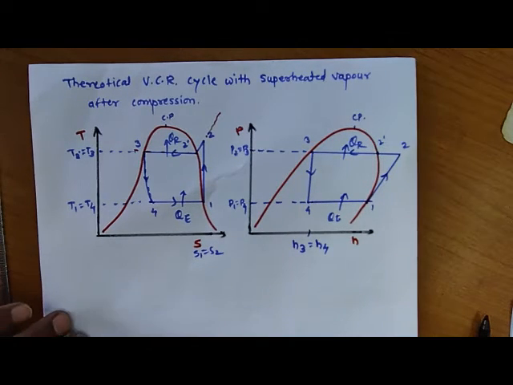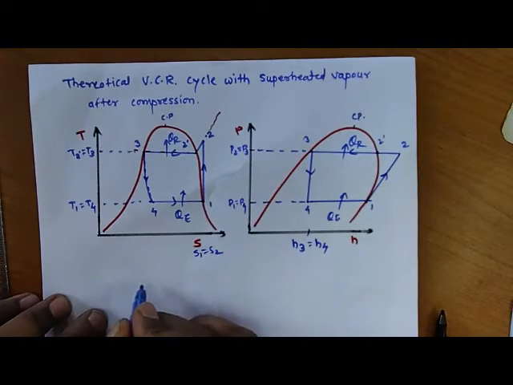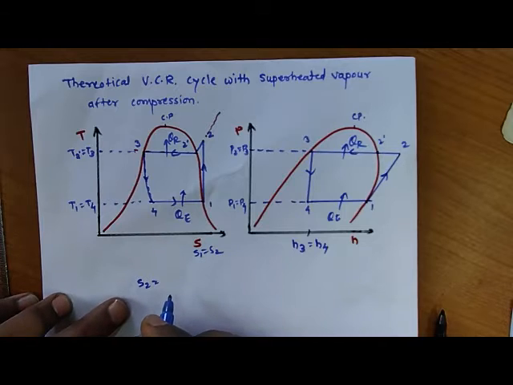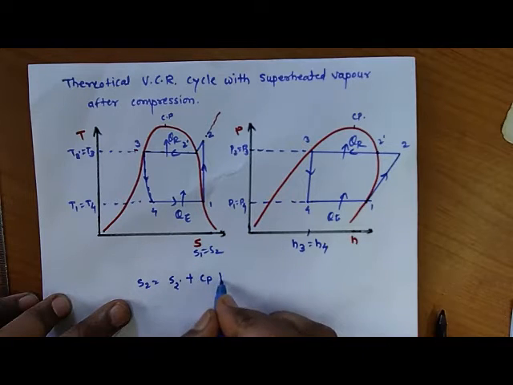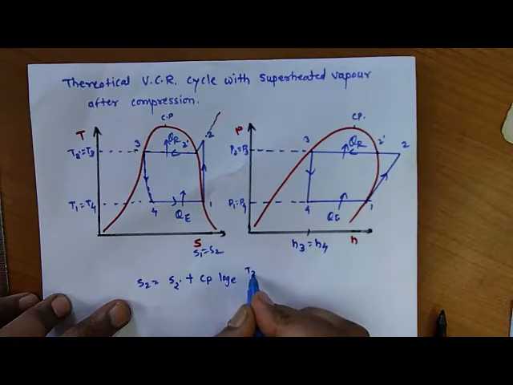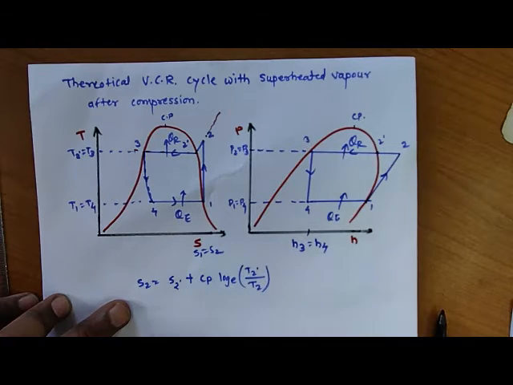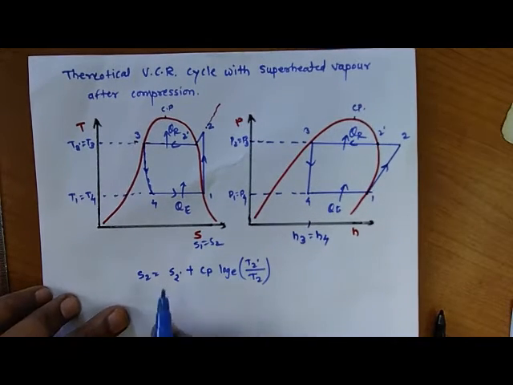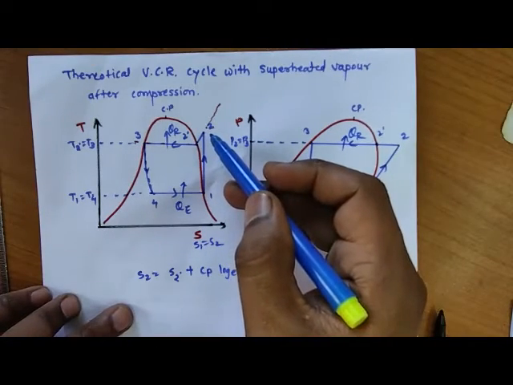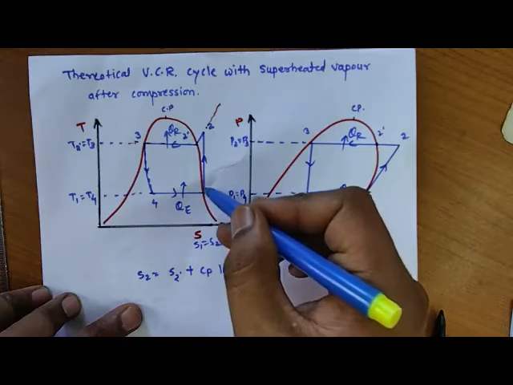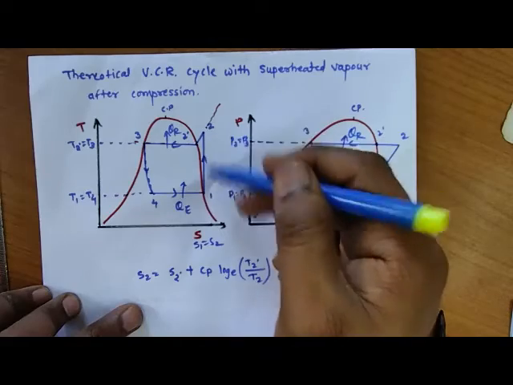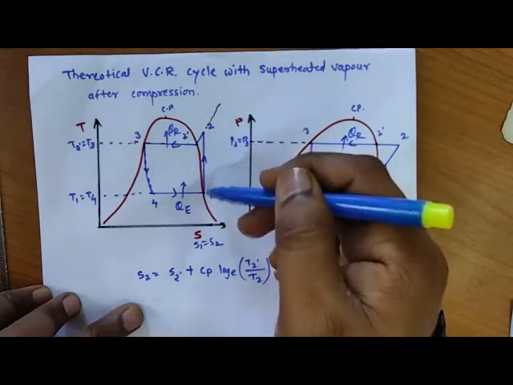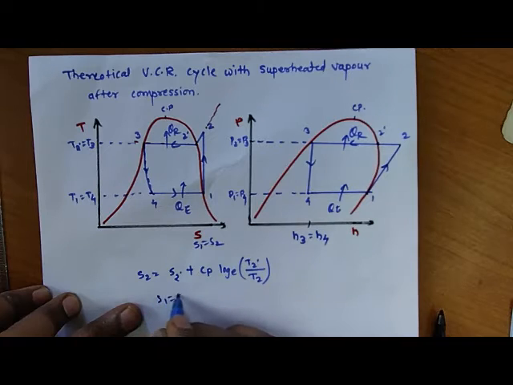So before we find H2, how do we find S2? S2, the entropy at point number 2, is equal to S2 dash plus Cp log to the base e of T2 dash divided by T2. By using this we will find the entropy at point number 2. After finding this we will also find the entropy at point number 1. But if you see here, 1 to 2 is the constant entropy curve, that means we can also find it by using S1 is equal to S2.